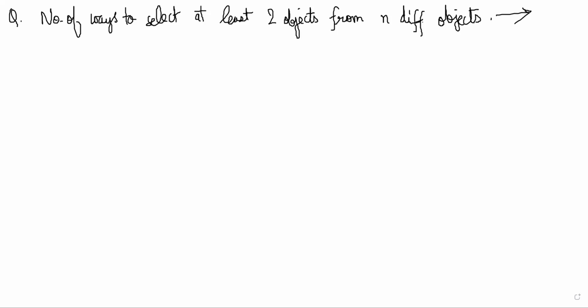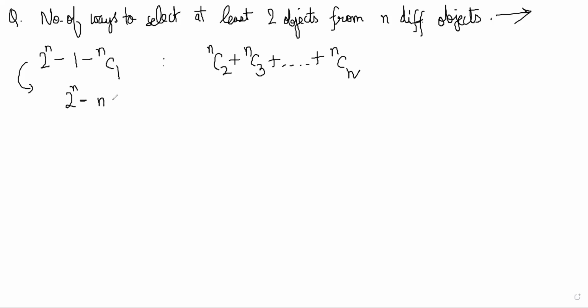So that'll be NC2 plus NC3, and so on till NCN. So you have to basically say you can do 2 power n minus 1 minus nc1, right? So that is basically nc2 plus nc3 and so on till ncn. So basically the answer to this would be 2 power n minus 1 minus nc1.